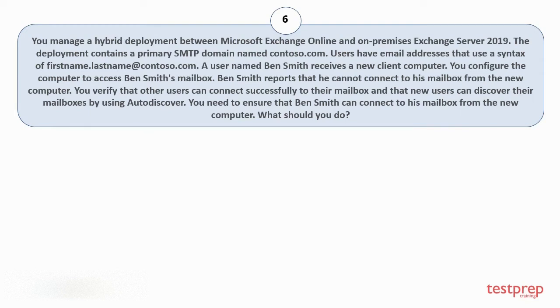You verify that other users can connect successfully to their mailbox, and that new users can discover their mailboxes by using AutoDiscover. You need to ensure that Ben Smith can connect to his mailbox from the new computer. What should you do?